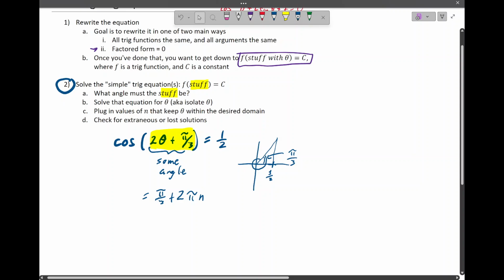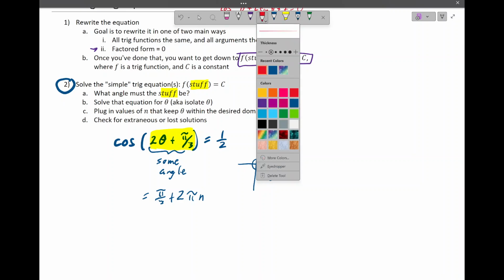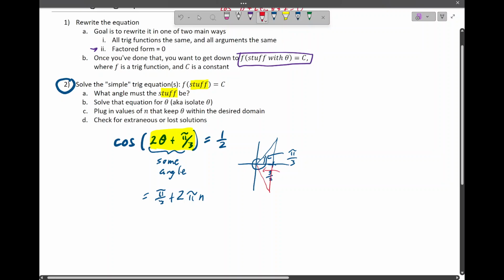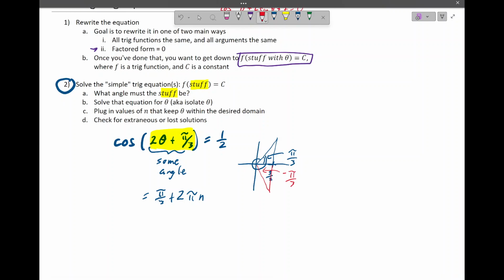That, again, is not the only angle for which this will work, because let's change colors here. If I go downward at negative pi over 3, I'll get the exact same cosine value. And so once again, I would have negative pi over 3, and again, any revolution afterward, so plus 2 pi n.